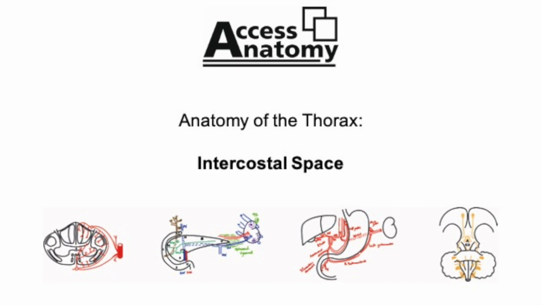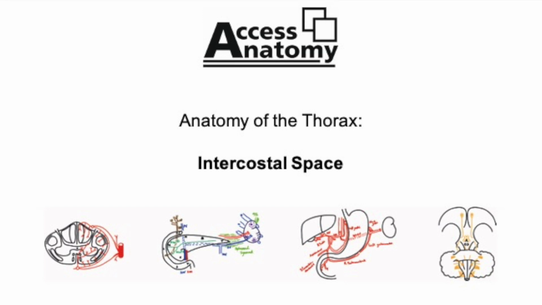So most superficially, the fibres of external intercostal run downwards and forwards. This layer of muscle extends from the vertebral bodies posteriorly within the intercostal space and extends to the sternum anteriorly. Most anteriorly, this muscle is replaced by the external intercostal membrane. So external intercostal runs downwards and forwards and is most prominent posteriorly within the space.